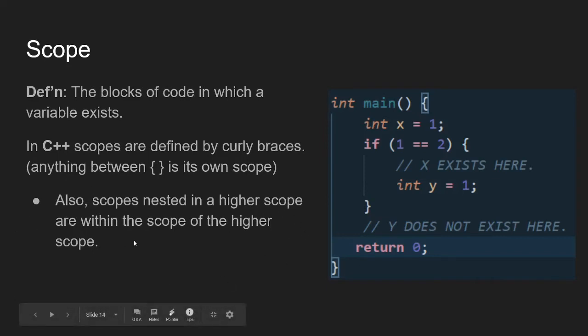And basically what that means in English is that, let's say we have this pair of curly braces here with the variable x declared. And then we have another scope in the if statement here. What this is saying is that x exists in this curly brace block, but this variable y does not exist outside of here. So scopes nested in a higher scope are within the scope of the higher scope. I probably could have worded that better, but yeah.